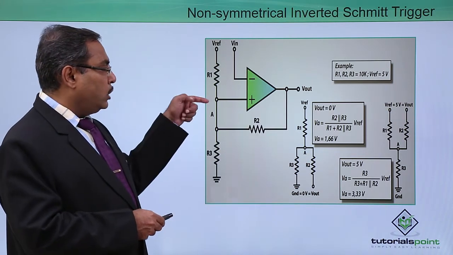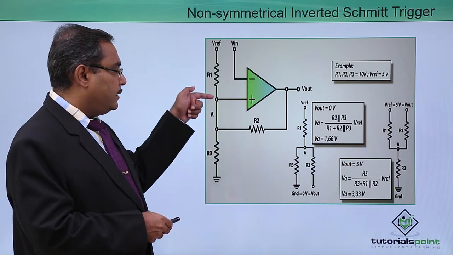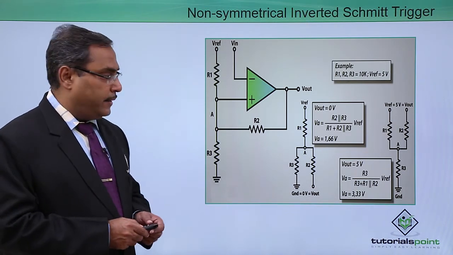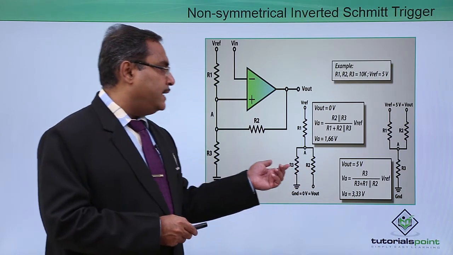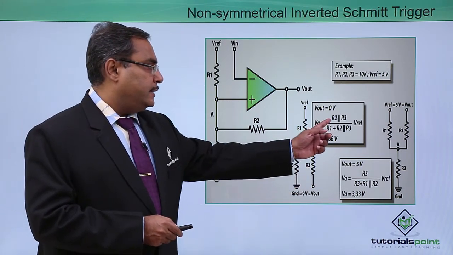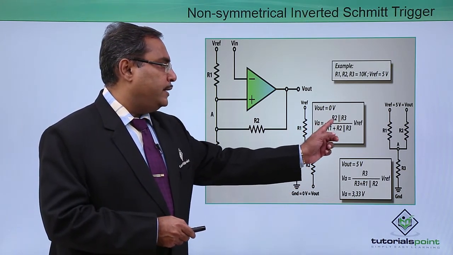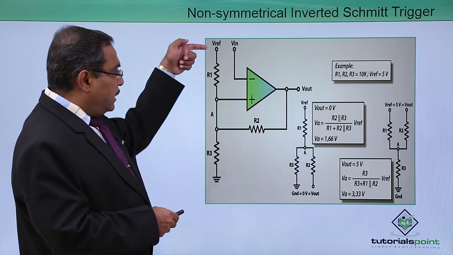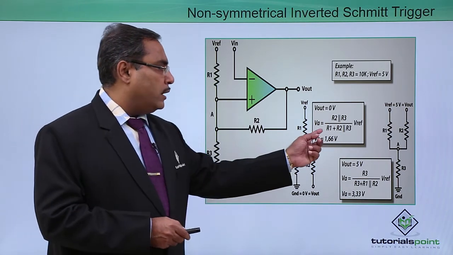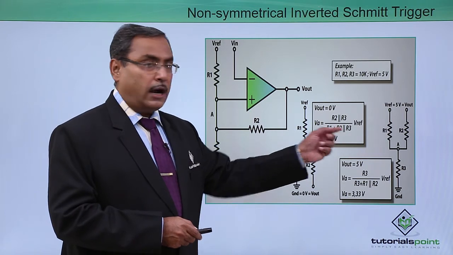Now what will be the voltage at this Va? What will be the voltage at the point Va? It is very simple: R2 and R3 will be in parallel, and the total resistance in this path is R1 plus R2 parallel R3.